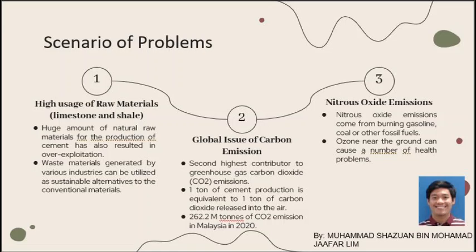For the third point is nitrous oxide emission. Nitrous oxide emission come from burning gasoline, coal, and other fossil fuels. Ozone is formed when nitrogen oxides and volatile organic compounds mix in sunlight. The volatile organic compounds come from sources ranging from industrial solvents to volatile resins in trees.